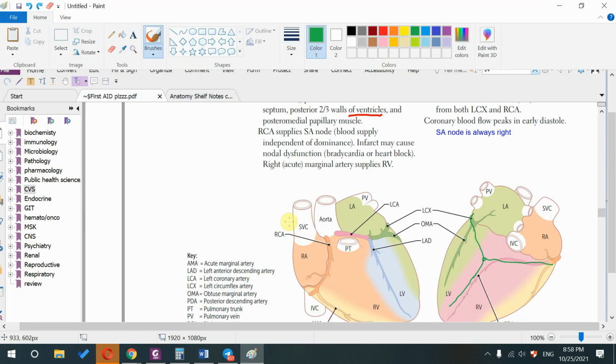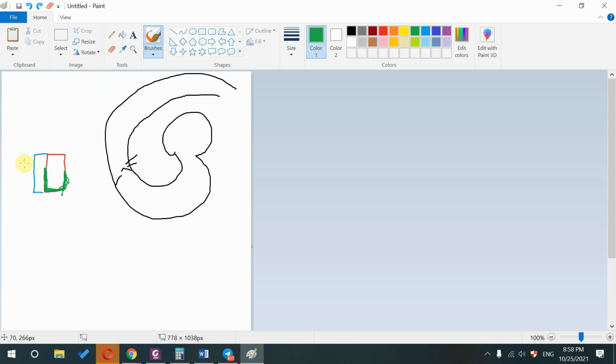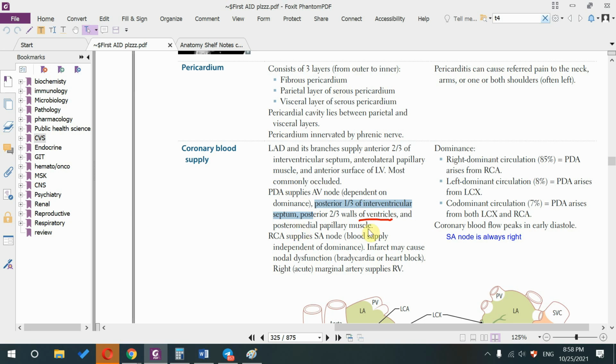So back to this here. Oh, okay. So you remember this picture I made here? So the PDA, I'll make in yellow, supplies the rest basically. Yeah? 2/3, the posterior walls of these, so it supplies everything. What about the right coronary artery? It supplies everything in the right ventricle, guys. And all of the walls of the right ventricle is supplied by what? The right coronary artery. So, posterior 1/3 of the interventricular septum, posterior 2/3 of the walls of the ventricles, and the posterior medial papillary muscle.